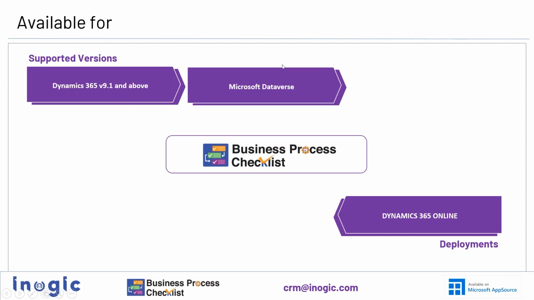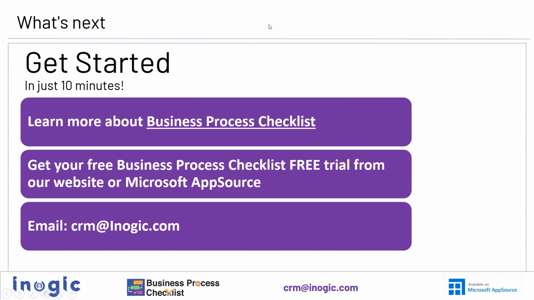The business process checklist is supported on the Microsoft Dynamics 365 version 9.1 and above, and of course on Microsoft Dataverse. And the deployment model is Dynamics 365 Online. Now, before I open the floor for the Q&A session, let me just walk you through very quickly the frequently asked questions.